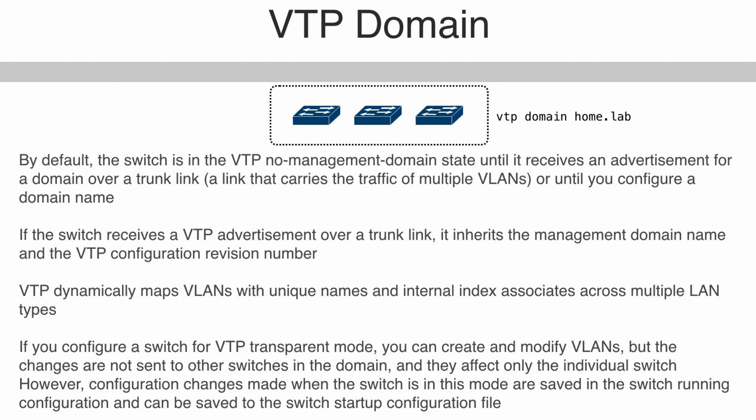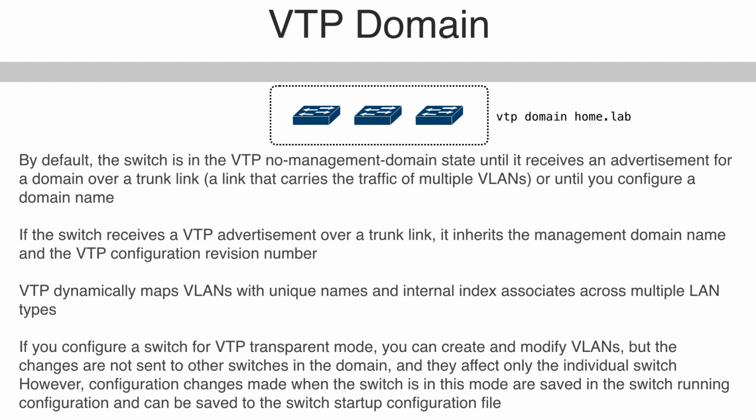By default, the switch is in the VTP no management domain state until it receives an advertisement for a domain over a trunk link, a link that carries the traffic of multiple VLANs, or until you configure a domain name. Until the management domain name is specified or learned, you cannot create or modify VLANs on a VTP server, and VLAN information is not propagated over the network.